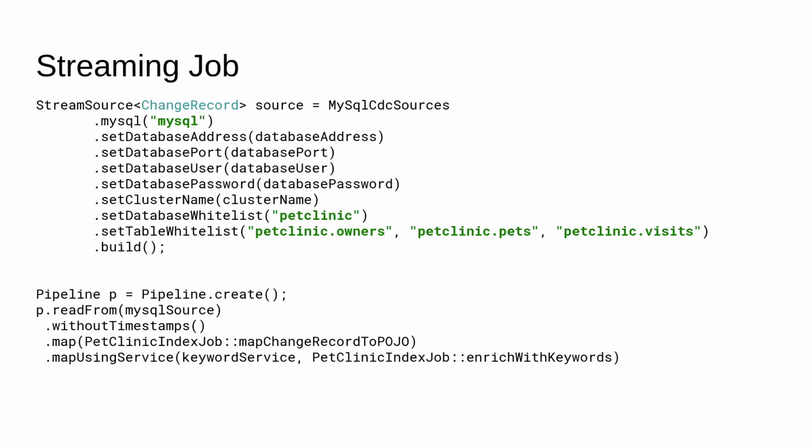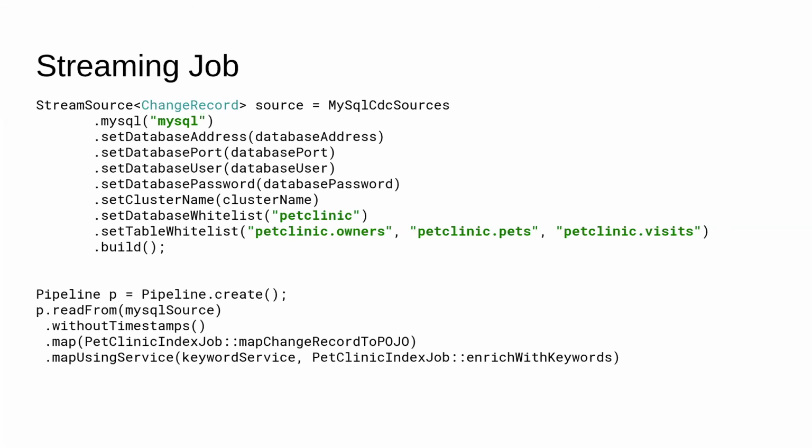And then in the bottom part, we create a pipeline that reads from the MySQL source and then maps the change events into POJOs, or plain old Java objects. It's basically just a simple object containing the data, and then enriches the descriptions with keywords. So it extracts the keywords from the description and puts the keywords into an additional field. And then we want to write it into Elasticsearch.